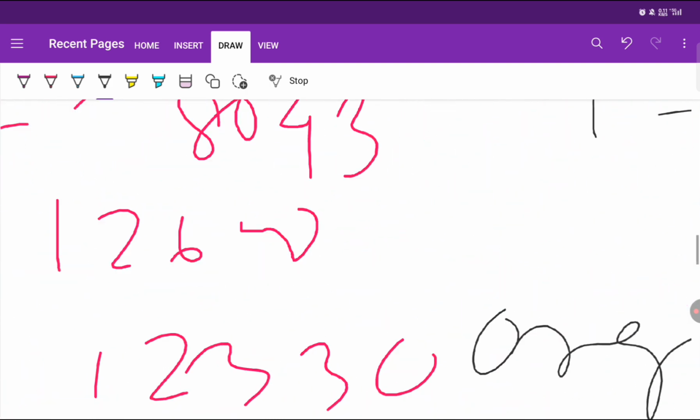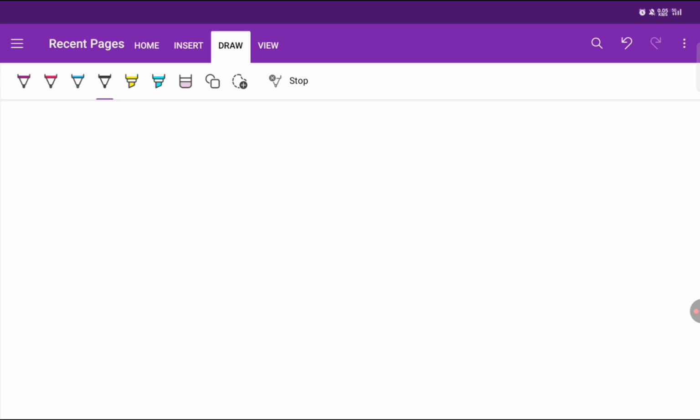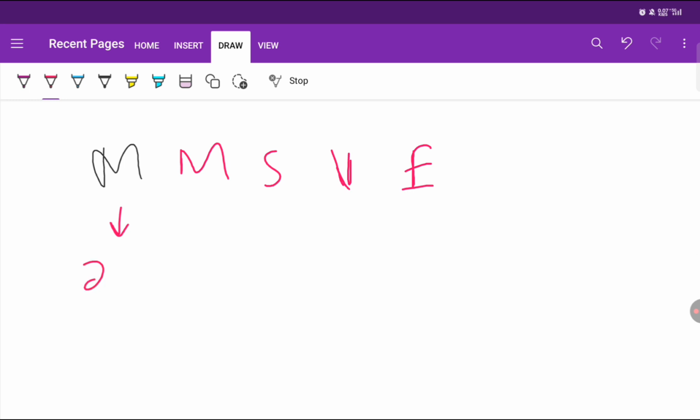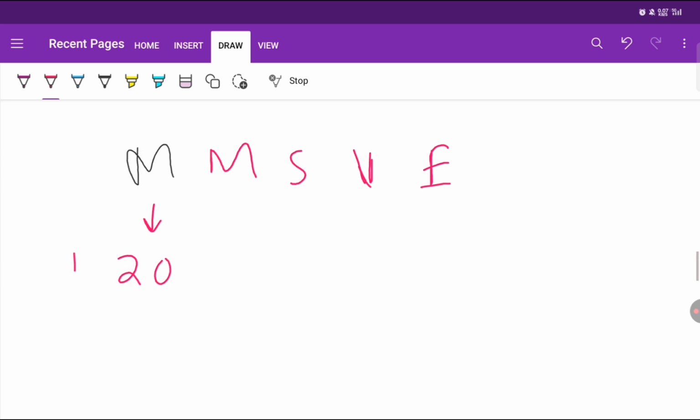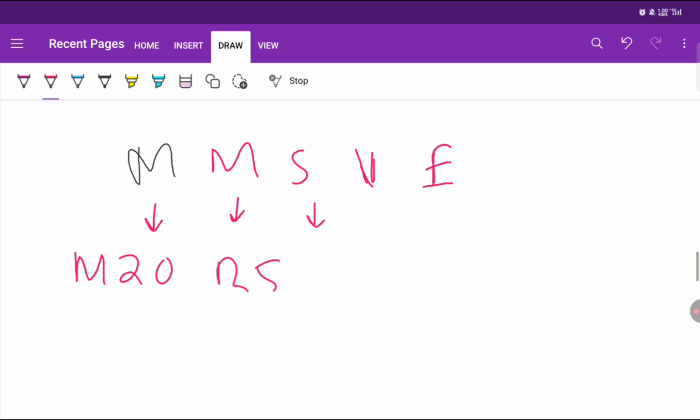First of all we have to write the exposure conditions. Remember MMS very interesting. This is very important. MMS very interesting, remember it. So what is there for the first M? It will be M20, I am talking about RC. Then M25 for the second M, M30 for severe, 35 for very severe, and for extreme it is 40.